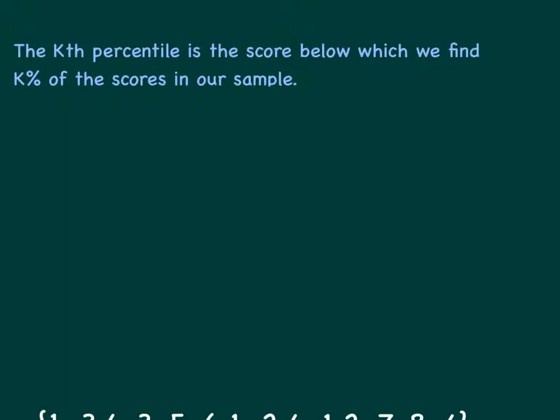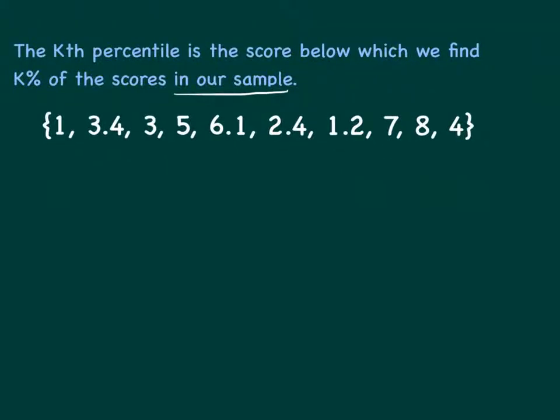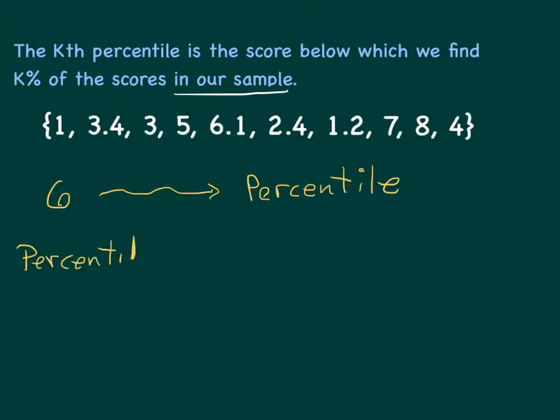It's important to note that percentiles are always with respect to a fixed sample. All right? So in our case, we're going to work with the sample 1, 3.4, 3, 5, etc. This is showing up on your screen right now. And what we want to know is, for the specific score of 6, what percentile can we associate to this? Right? So the percentile of the score 6 is easy enough to compute.